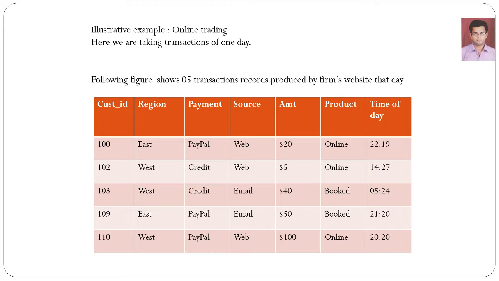Illustrative examples are online trading. Here are some of the transactions, shown below, which basically explain the decision support systems, and the 5 sets of transactions that are performed for the purpose of understanding the decision support system.